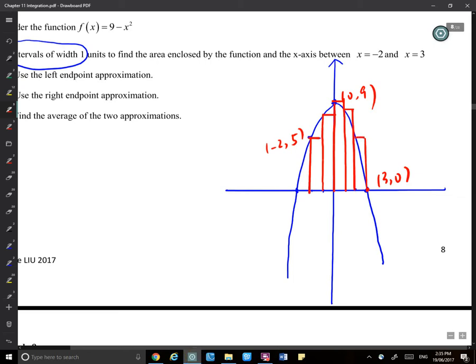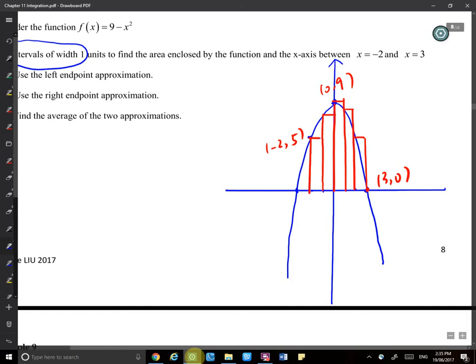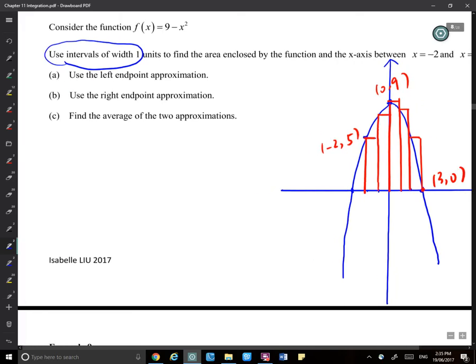Okay, those are the rectangles you will use. But the thing is, do not really sketch it every time. That's the first time we do this question, so I want to show you on the diagram. Can you see, you have how many rectangles? 1, 2, 3, 4, 5. 5 rectangles. Let's see what is the actual height.